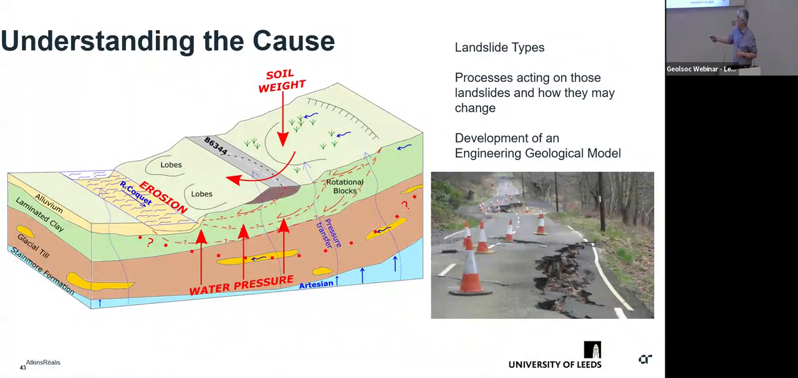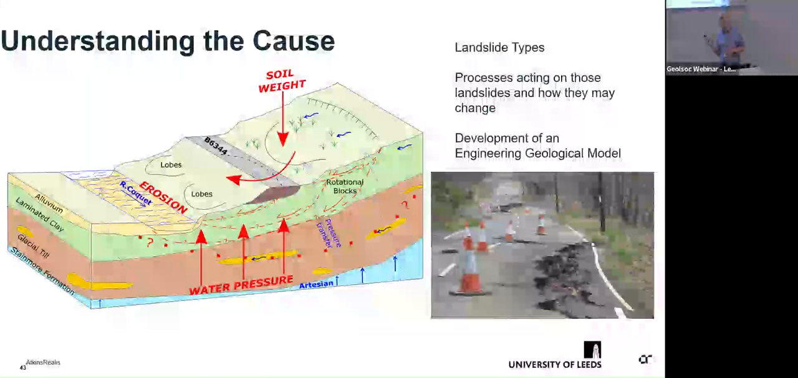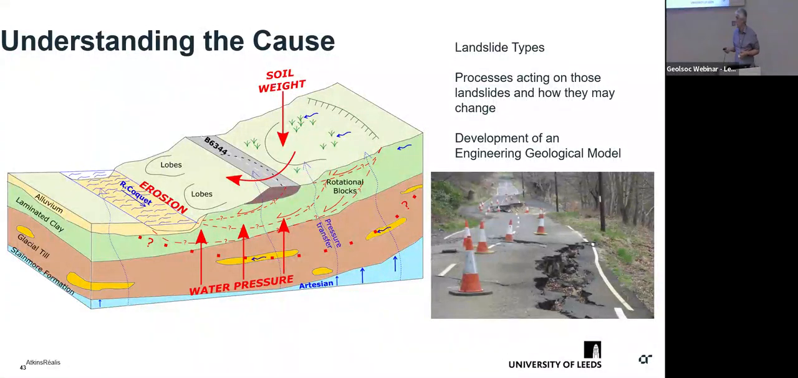You've got the River Coquet running through, that's causing erosion at the toe of the landslide that's ongoing. That's potentially a driving factor. You've also got artesian water pressure coming up from depth. And on this site, it's included within one of the case studies at the back of the guide. Putting in the ground investigation to get an understanding of that water pressure was quite hard. I won't go into it in detail here, but it's worth having a look at that within the guide.